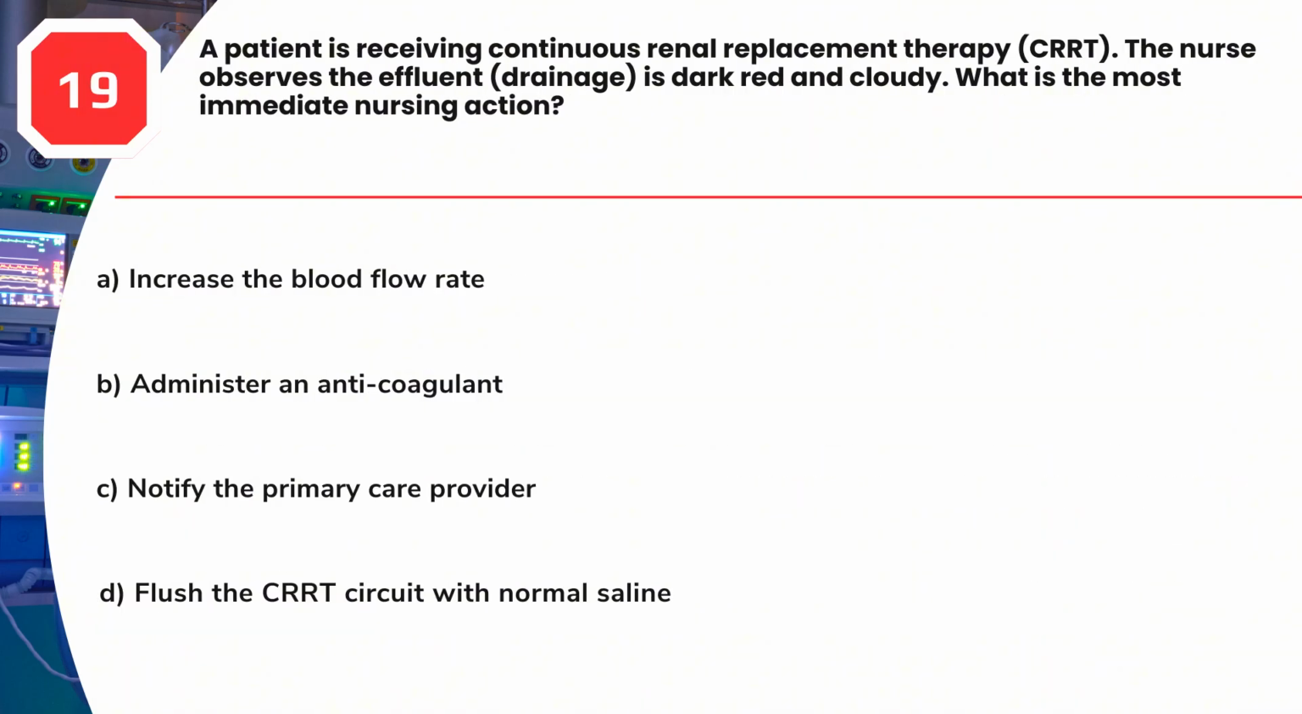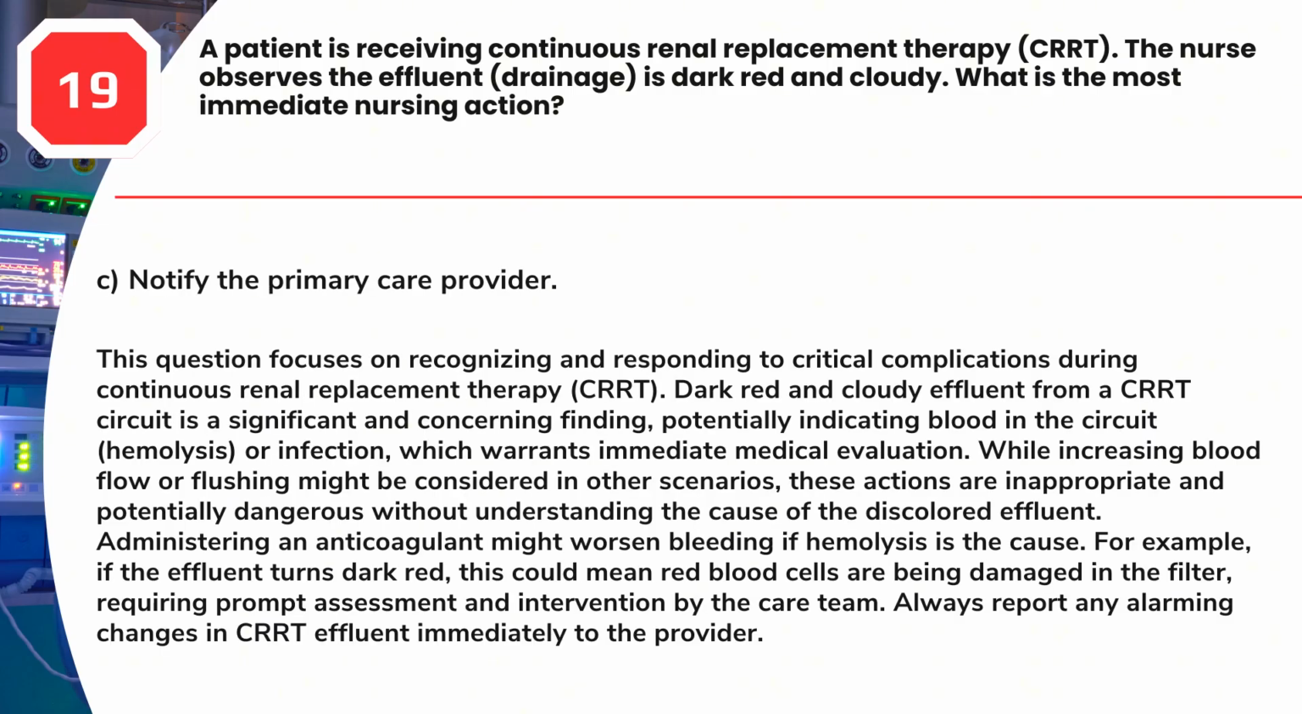Question 19. A patient is receiving continuous renal replacement therapy, CRRT. The nurse observes the effluent, drainage, is dark red and cloudy. What is the most immediate nursing action? A. Increase the blood flow rate. B. Administer an anticoagulant. C. Notify the primary care provider. D. Flush the CRRT circuit with normal saline. Answer: C. Notify the primary care provider.